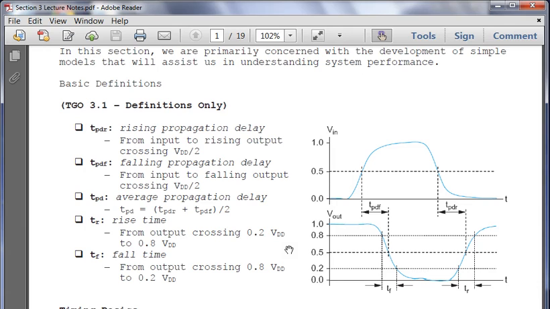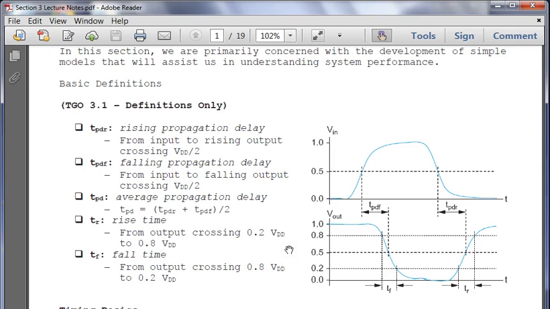Our third metric is average propagation delay. TPD is just equal to the rising and falling propagation delay added and then divided by 2, so it's an average. And the goal is to make the average equal to both of them.